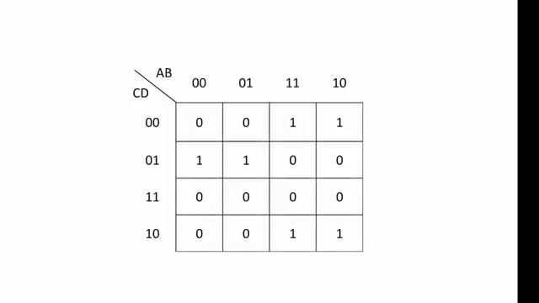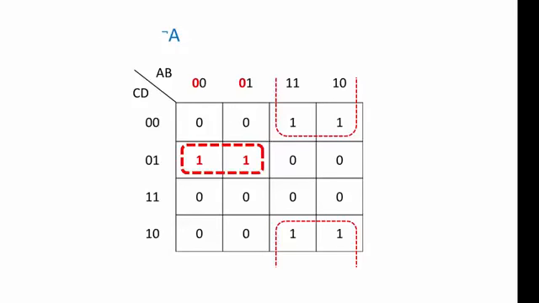Here's another example. This time we've got two groups of ones. One of the groups is using the table wrapping rule. For our first group, we can see that where there are ones, the input value of A is always 0. So these represent not A.